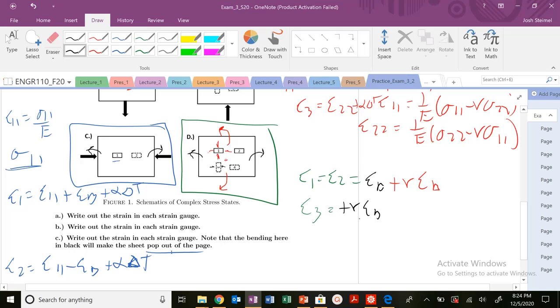What about if we pop into the page? Well, if we pop into the page, that guy is aligned in that direction. As it's on the back, if we're popping into the page, we are going to expand again by some amount, EB.